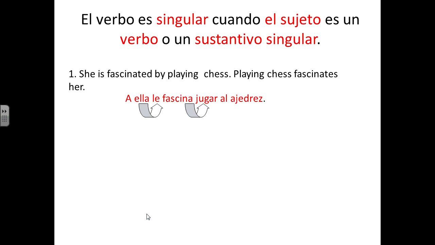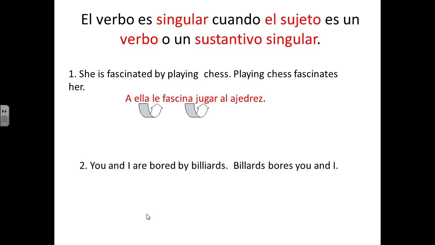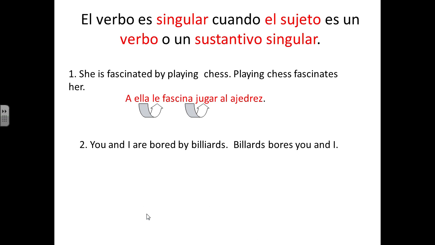You need to have a ella in there for the le, because if not, we're not sure who you're talking about. You're talking about he or she or you. The other modifiers, if it's not in the third person, you can put in if you want, but you don't need to do it. You are bored by billiards. Billiards bored you. So again, these are other verbs like gustar. Some of them you might have had in Spanish too, like encantar, fascinar, quizás.